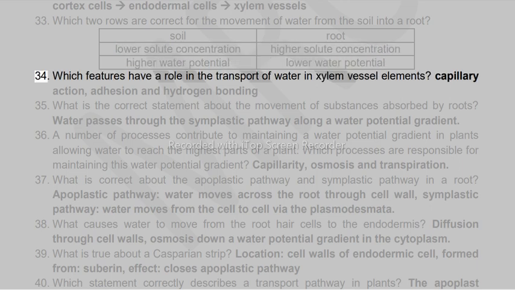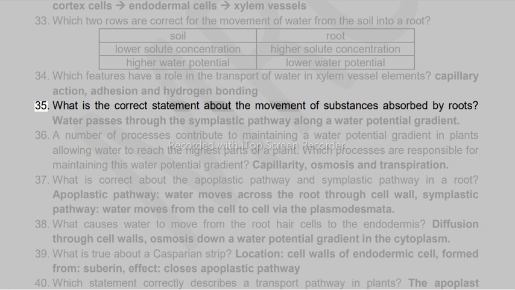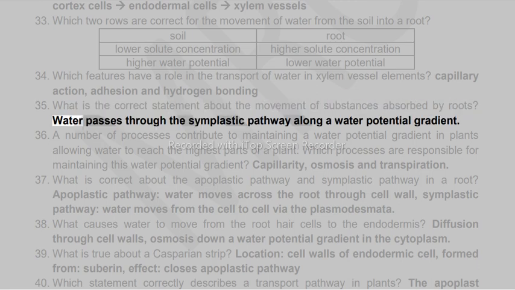34. Which features have a role in the transport of water in xylem vessel elements? Capillary action, adhesion and hydrogen bonding. 35. What is the correct statement about the movement of substances absorbed by roots? Water passes through the symplastic pathway along a water potential gradient.